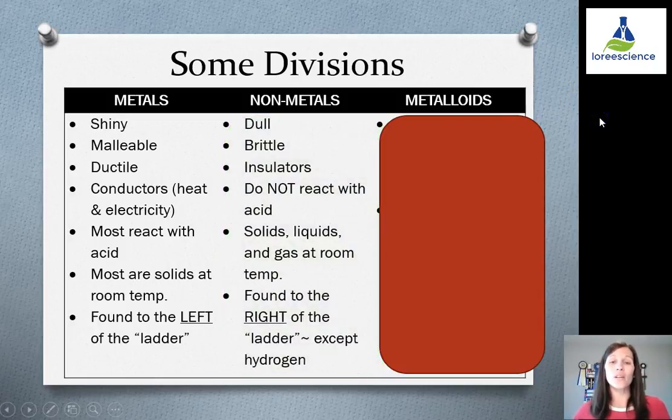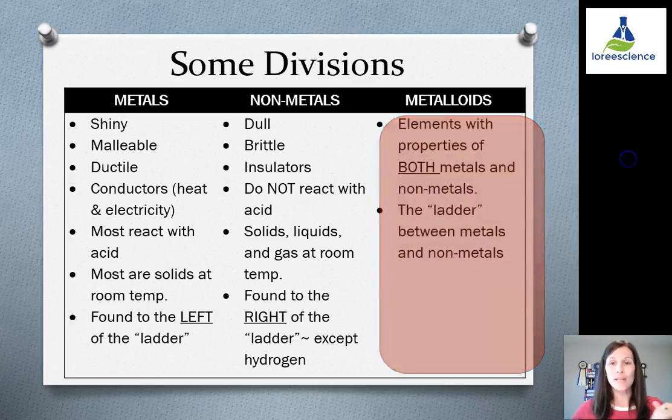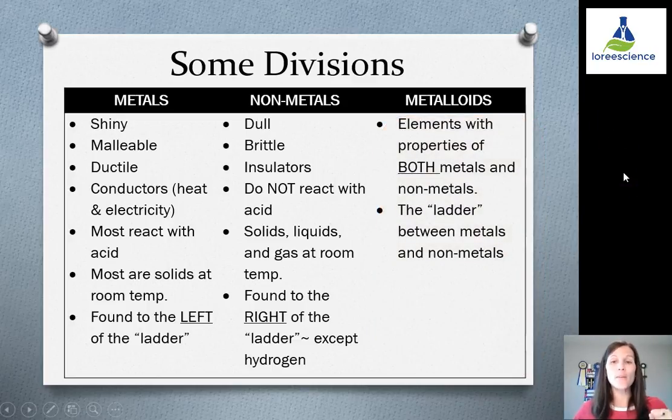Nonmetals, however, are all dull, brittle insulators, meaning that they don't conduct heat or electricity. They do not react with acids. They can be found as solids, liquids, and gases at room temperature, and they are found to the right of the ladder, except for hydrogen. It's off on the left-hand corner all by itself because it has 1 valence electron, and it fits better over there in terms of number of electrons. Metalloids are substances that sometimes react like a metal, sometimes act like a nonmetal, and they sit on that staircase. So elements with properties of both metals and nonmetals, and they sit on the ladder between the metals and nonmetals.